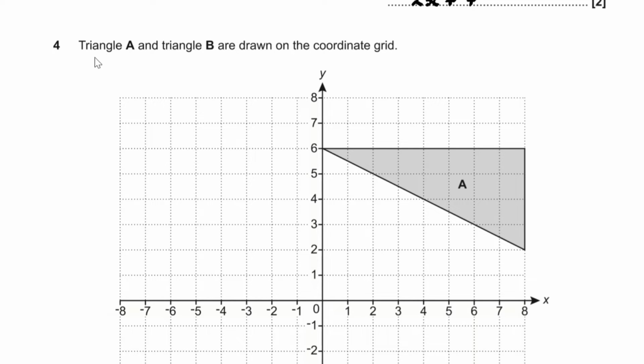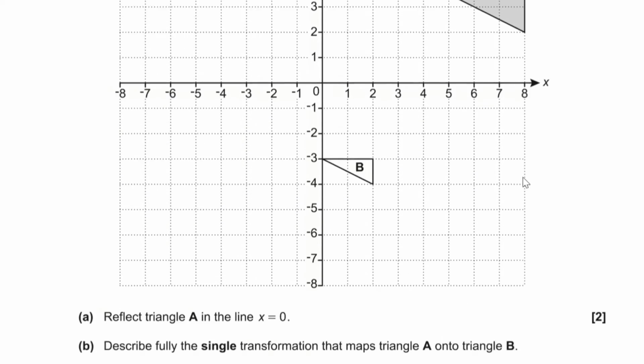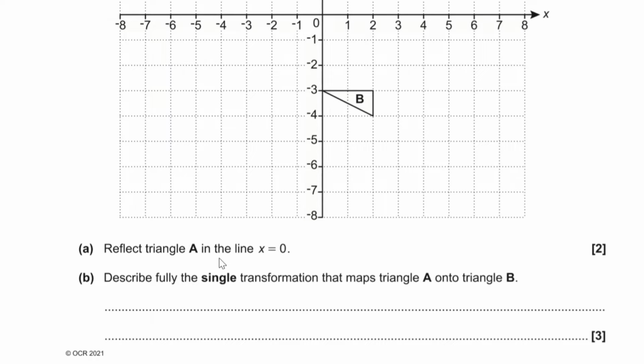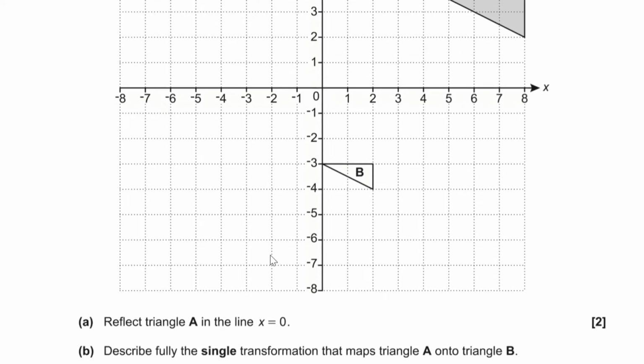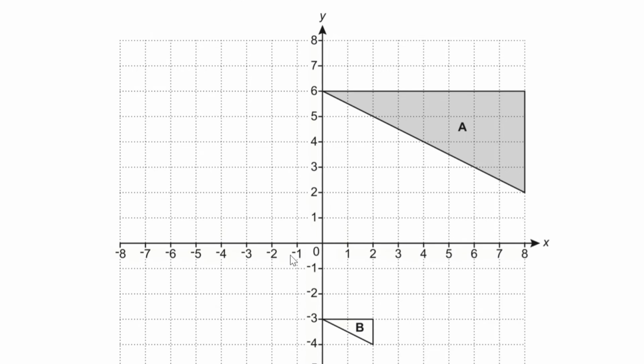Question number 4. Triangle A and triangle B are drawn on the coordinate grid. That's what we see here. For part A, we have to reflect triangle A in the line x equals 0. Well, the line x equals 0 is the y-axis. So what we need to do is reflect triangle A in the y-axis, and if we do that, we end up with this triangle shown here.